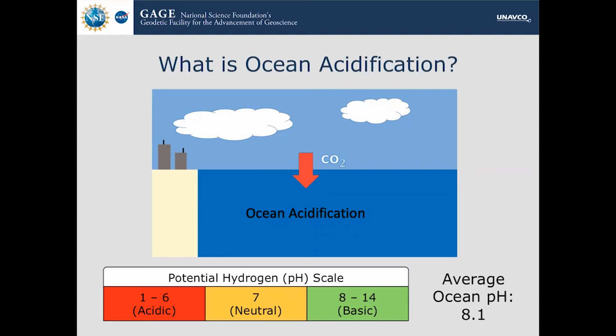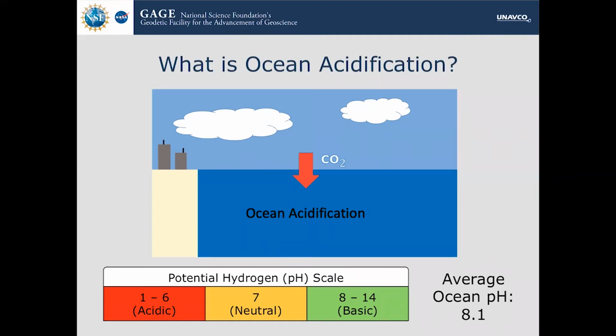So when atmospheric CO2 is absorbed by the ocean, it creates a reaction that results in carbonic acid and releases free hydrogen ions in the water, which reduces the potential hydrogen in the water, or the pH, and makes it more acidic.